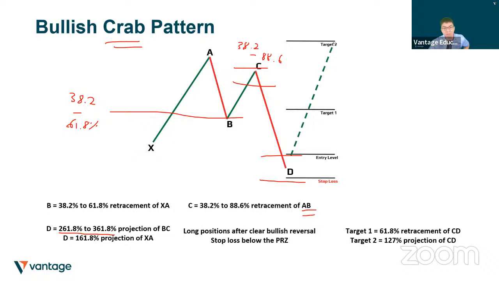So long positions should be considered after a clear bullish reversal at this area right here, the potential reversal zone. Stop loss below, same thing. Targets: 61.8% retracement of CD, and the top is 127%. Please screenshot this down before we continue. Okay, let us continue with a quick one.